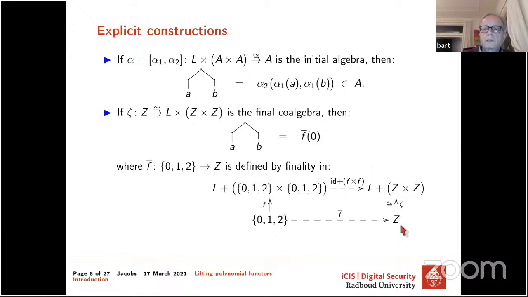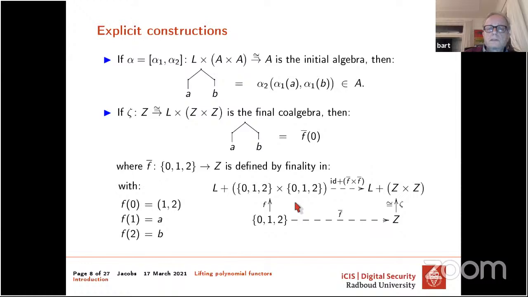And in order to define this F bar, I need to define a coalgebra of this form. I'll do it on the three element set 0, 1, 2. And the definition is like this. f0 goes to the pair 1, 2, you continue in this way, f1 goes to a and f2 goes to a. And this defines a coalgebra here.